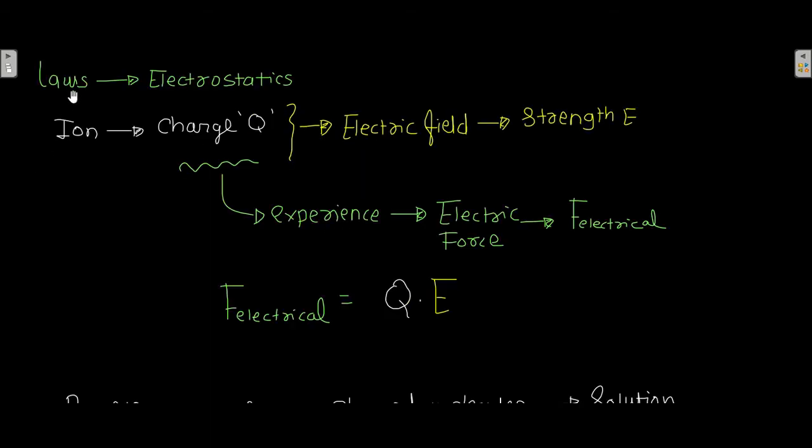Now, according to the laws of electrostatics, consider an ion which has charge Q. In an electric field of strength E, that ion will experience an electric force F electrical. So F electrical is equal to Q into E. That is, an ion with charge Q under an electric field of strength E experiences an electric force F, where F is equal to Q into E.